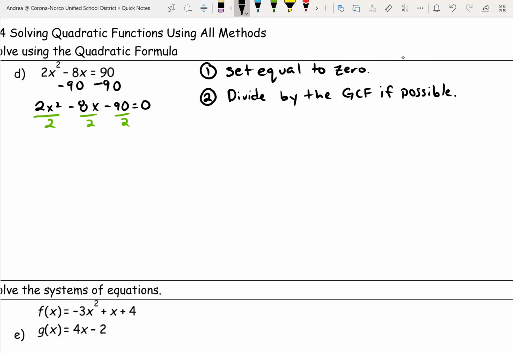And that's going to give me 2 divided by 2 is just x squared. Negative 8 divided by 2 is negative 4x. And negative 90 divided by 2 is negative 45. Oopsie, and I forgot to divide the 0 by 2. And 0 divided by 2 is still 0. Any questions over that?